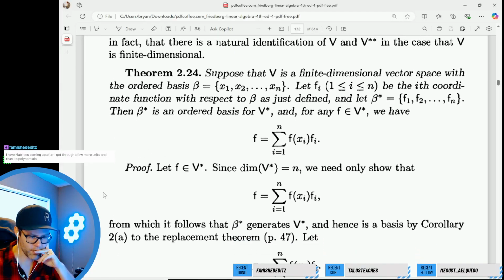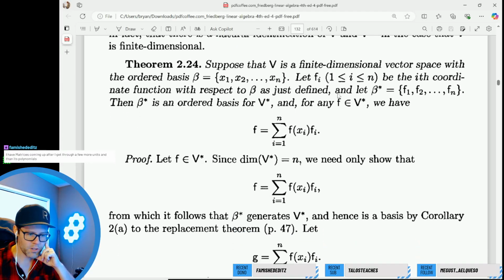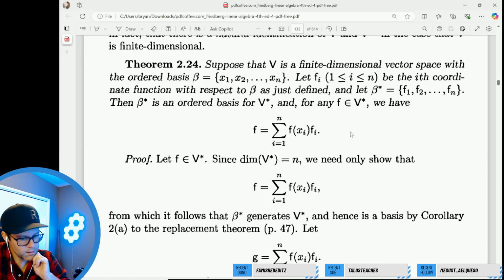Okay, let's take a look at theorem 2.24. Suppose that V is a finite dimensional vector space with ordered basis beta. Let f_i be the ith coordinate function with respect to beta, and let beta star be the set of these linear functionals, specifically the set of the ith coordinate functions. Then beta star is an ordered basis, oh cool, for V star.